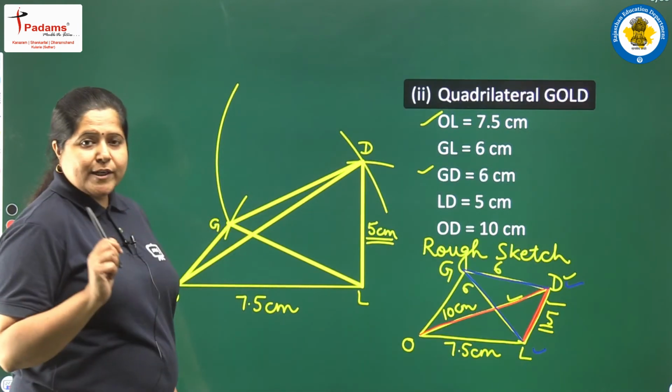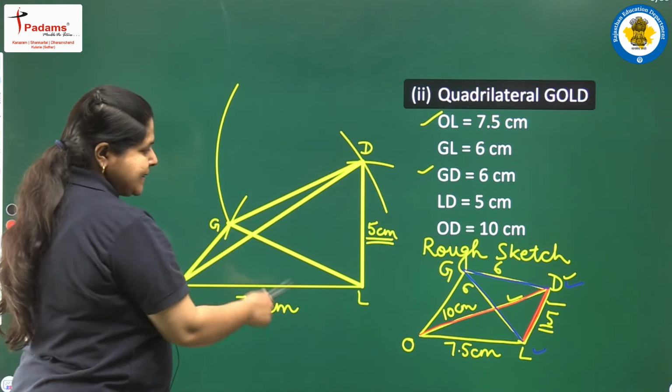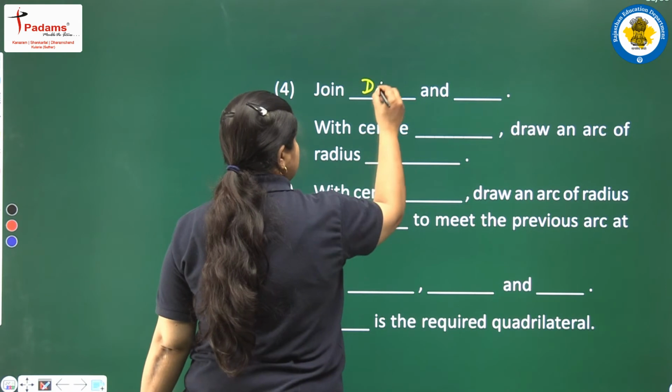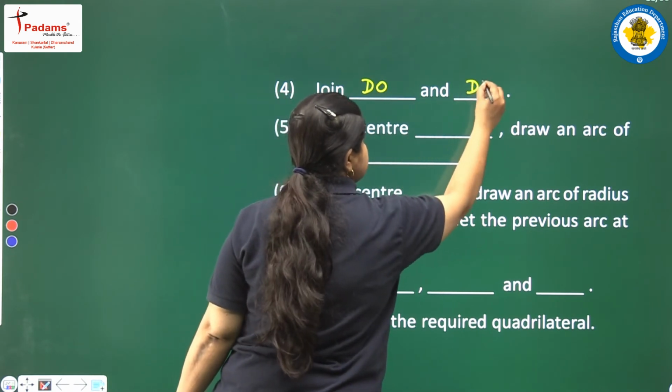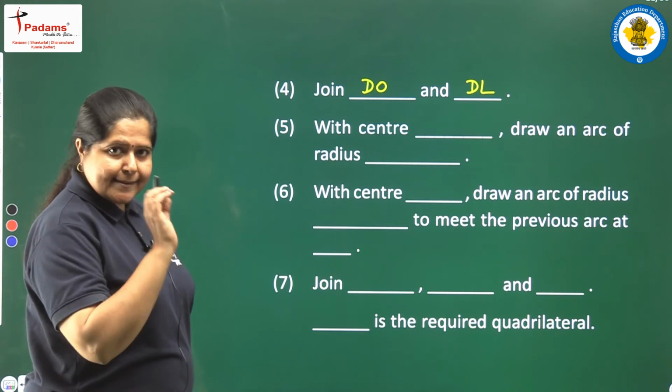We got this point D. What next? We joined DO and DL. So we write it here, join DO and DL. With this we got the triangle OLD.